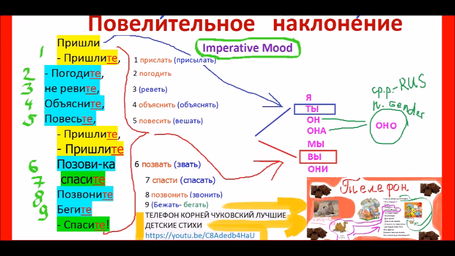Спасите. The next, number 8, the verb, imperative form is позвоните. Call, please. Call up on the phone. Позвоните.